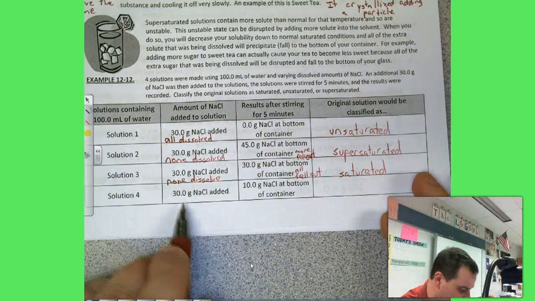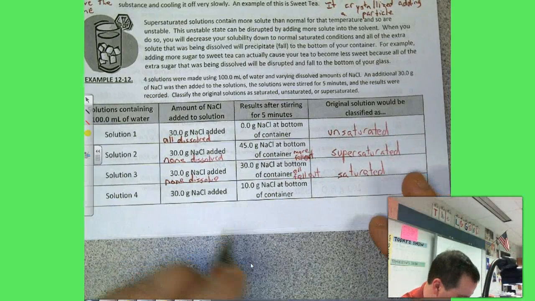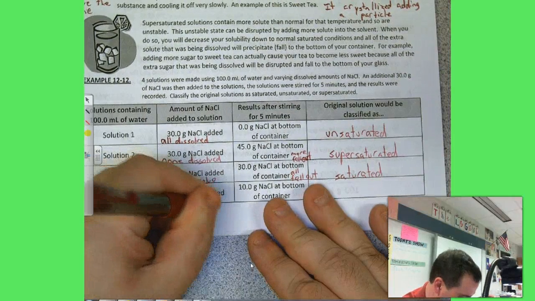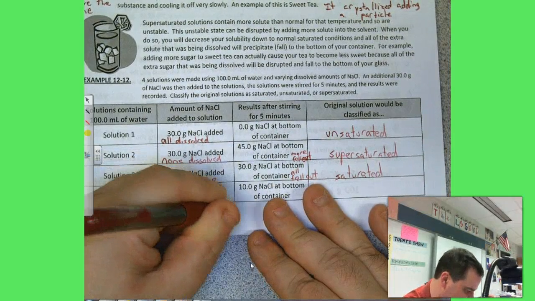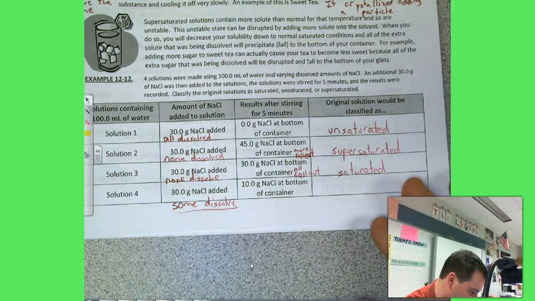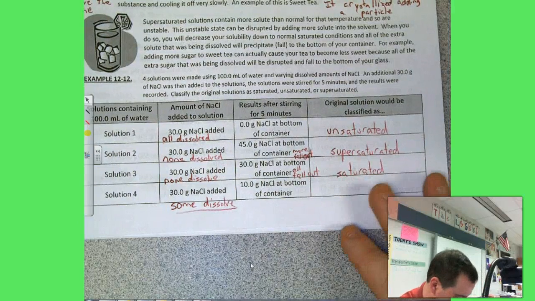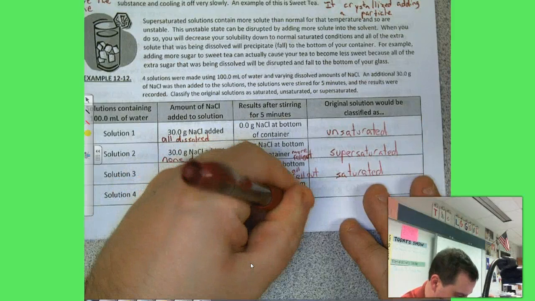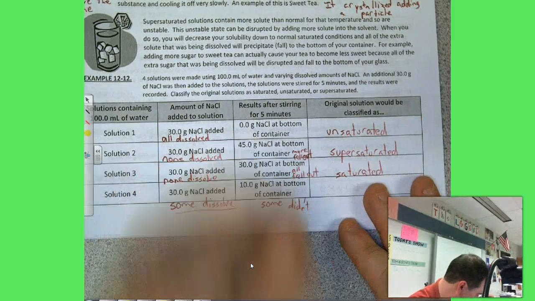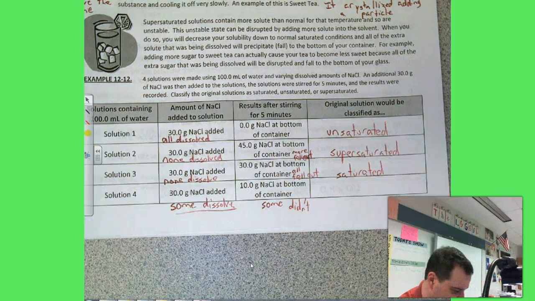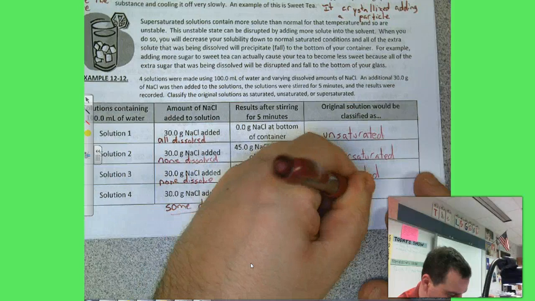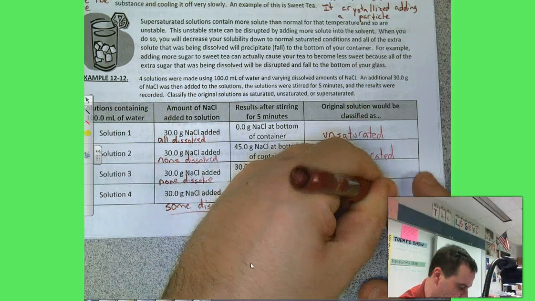30 grams, 10 is at the bottom here, so here we had some dissolve. And we had some that didn't. Okay. So the original solution was unsaturated, and then you ended up with a saturated solution.